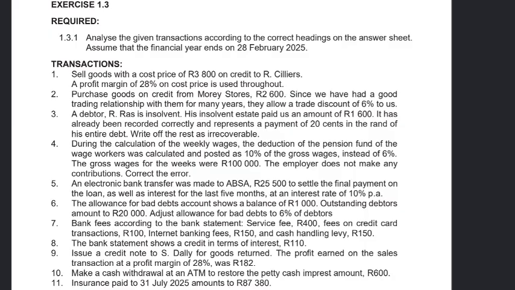Number 5. An electronic bank transfer was made to ABSA, 25,200 Rand, to settle the final payment on the loan, as well as interest for the last 5 months at an interest rate of 10% per annum. Number 6. The allowance for bad debts account shows a balance of 1,000 Rand. Outstanding debtors amount to 20,000 Rand. Adjust allowance for bad debts to 6% of debtors.